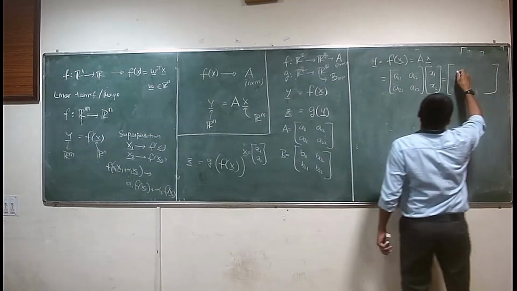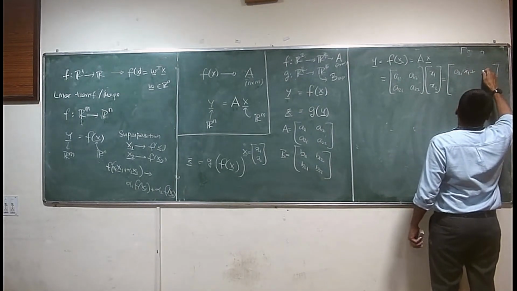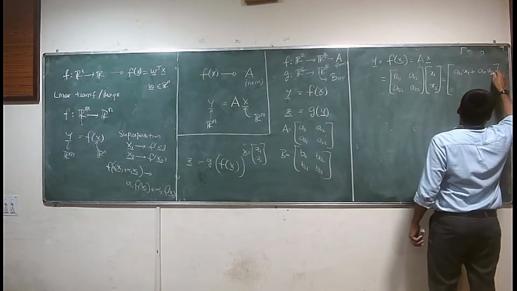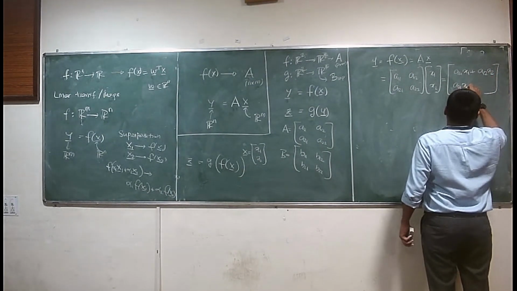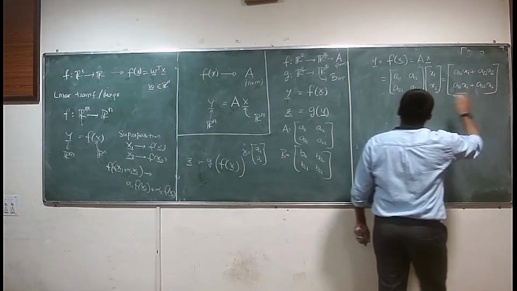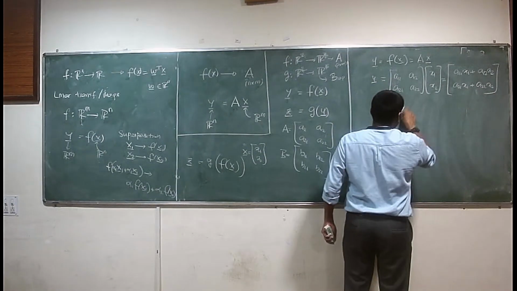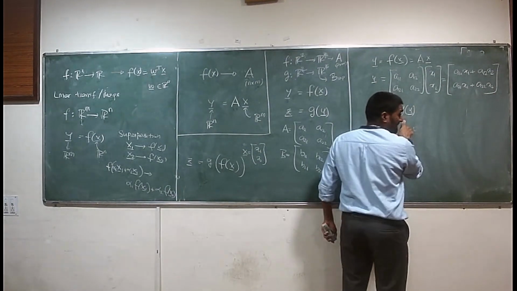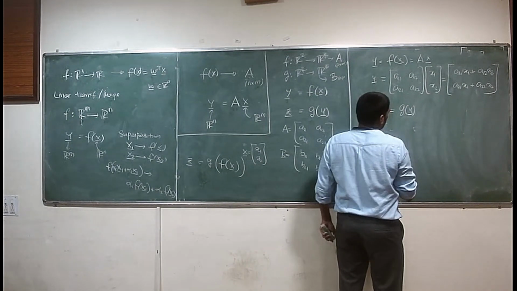Yes, okay. So this will be a11 x1 plus a12 x2 and a21 x1 plus a22 x2. Okay, that's my y. Now I take this y and then I pass it through my G. And this gives me, let's say, some Z.